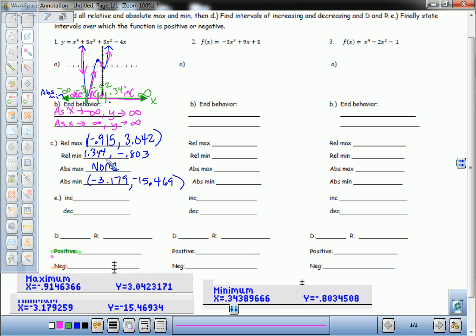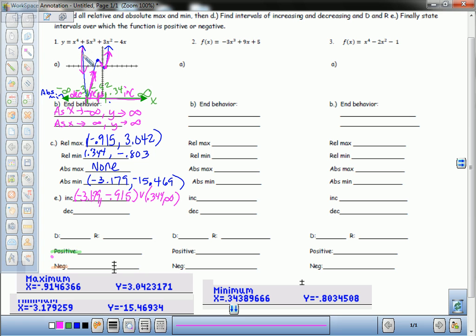So it increases from this x value, negative 0.915, to this x value. That was wrong. It increases from negative 3.179 to negative 0.915. Then it increases again from this x value, which is 0.344, to infinity. So those are the two where it has to go up and up.